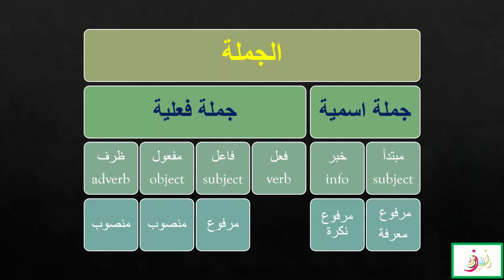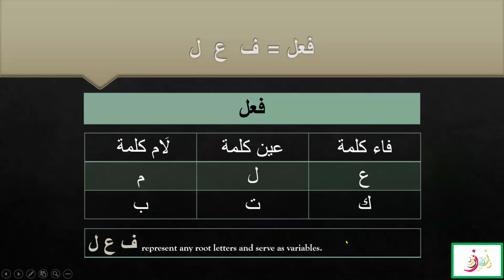Here again, mubtada and khabar, jumla ismiyya, jumla fa'liya, fi'l, fa'il, and maf'ool. We know that they both are marfu, mubtada and khabar, while our fa'il is also marfu. Our maf'ool and zarf should be mansoob. And here khabar is nakira and mubtada is marifa.